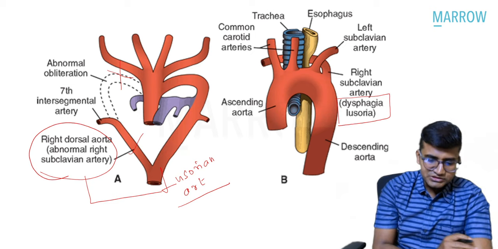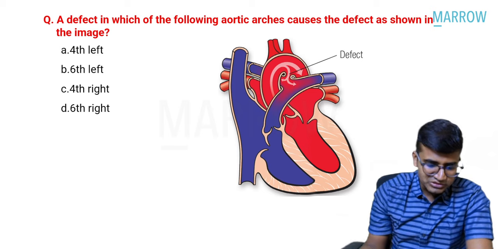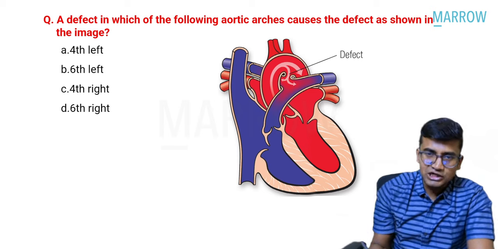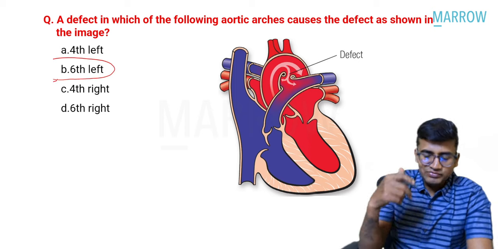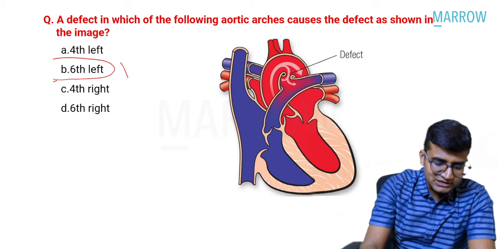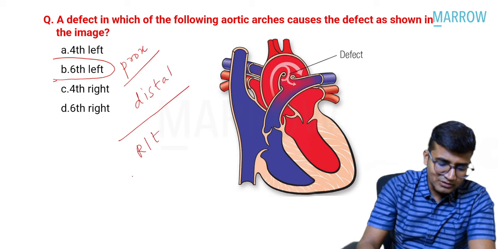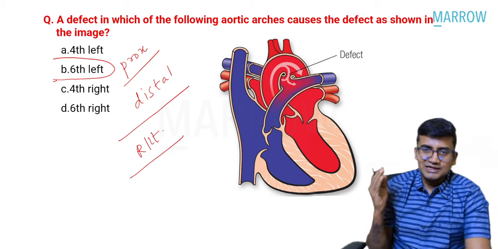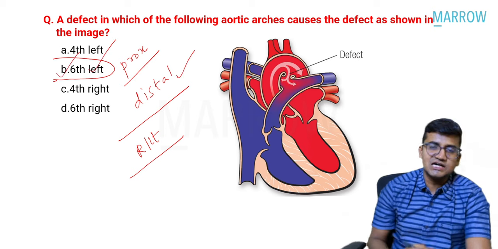So now see the question. The defect in which of the following aortic arches causes the defect as shown in the image? So the answer is the ductus arteriosus, that is coming from the left 6th. So next time they may give you specifically left 6th, proximal, distal. Likewise, they will confuse you with the right and left side. So the ductus arteriosus is coming from the distal part of the left 6th arch artery.